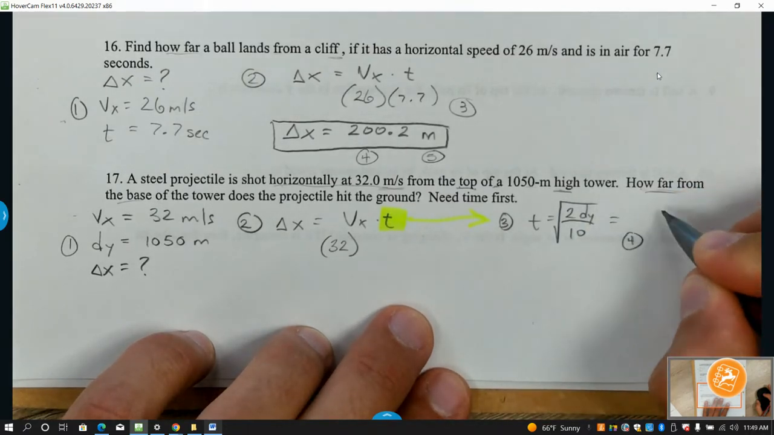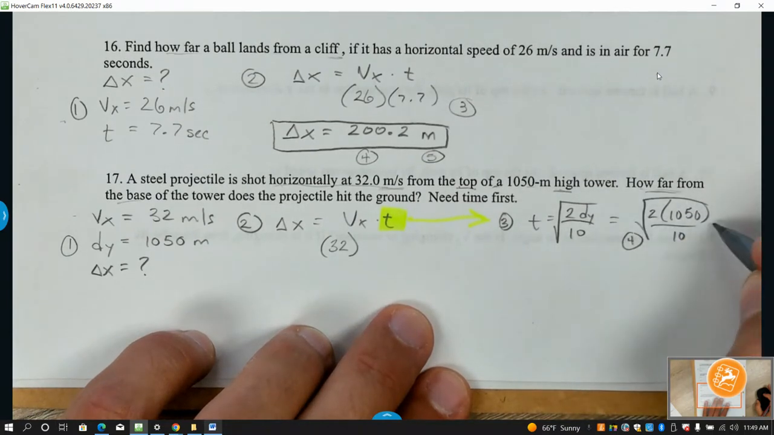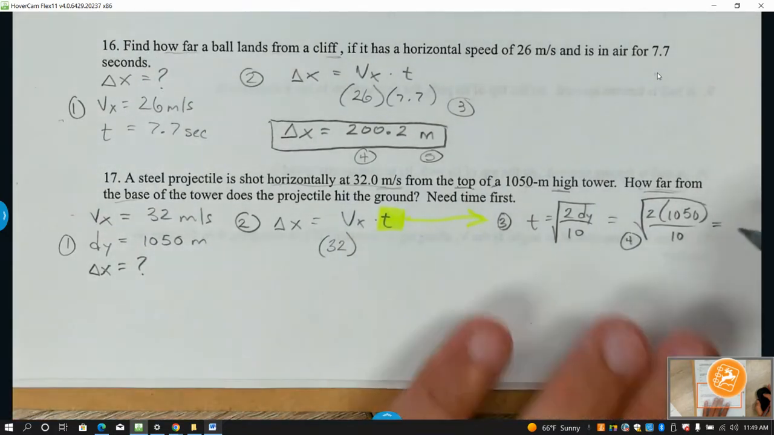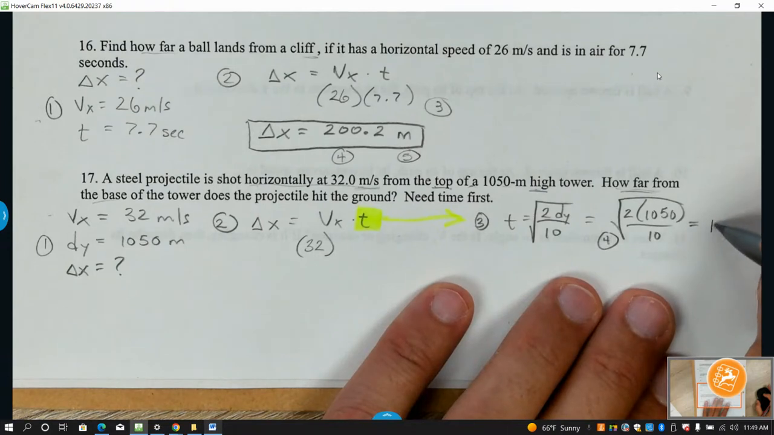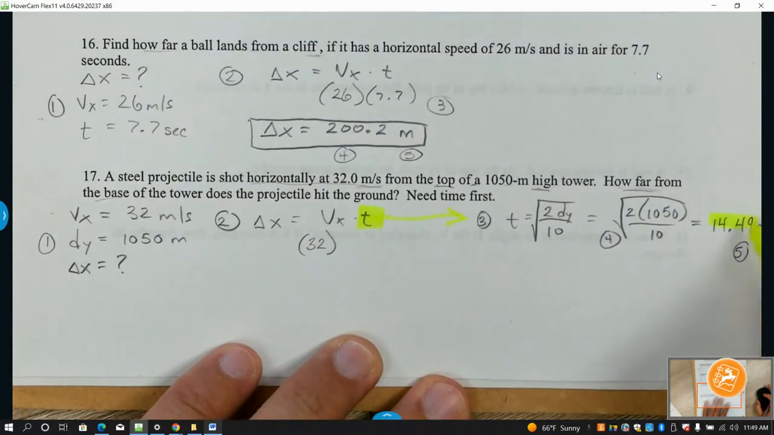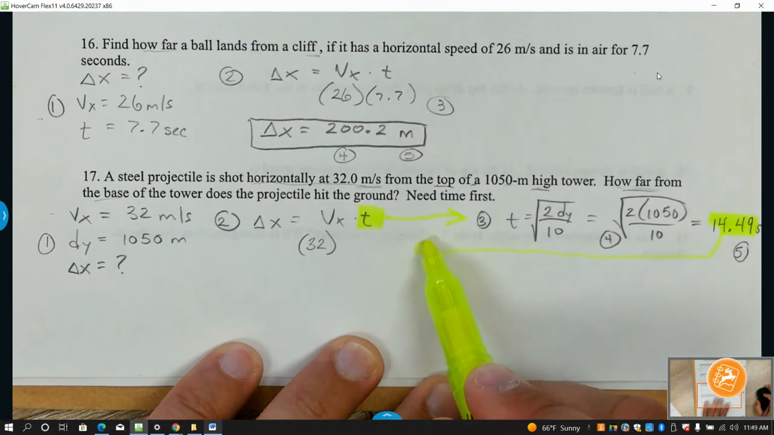Fourth would be to plug in those numbers: the square root of 2 times 1050 over 10. That will kick out an answer, when we round it to 2 decimals, of 14.49 seconds. Getting that value is your fifth point, because you need that in order to come back over here and solve.